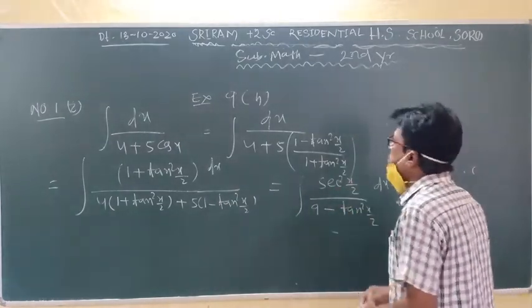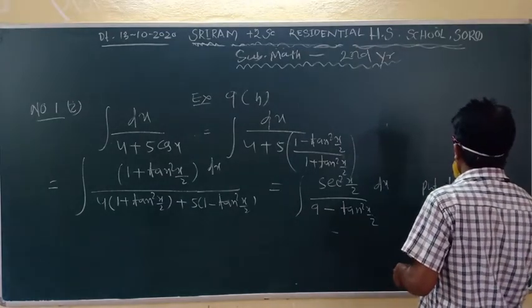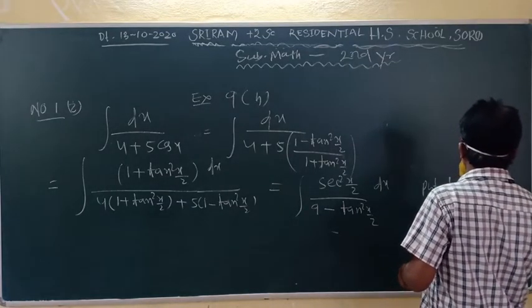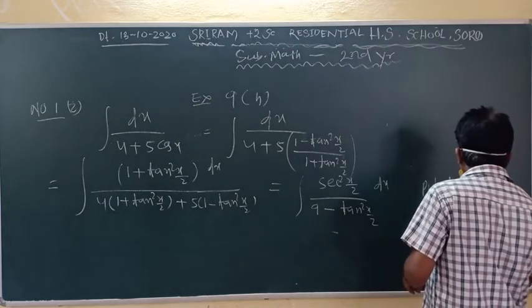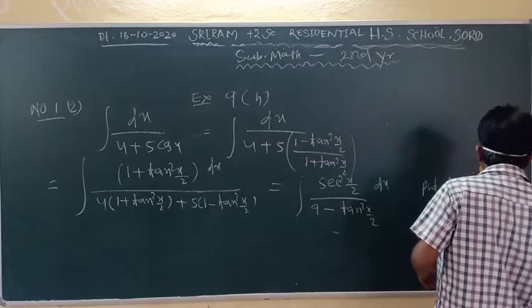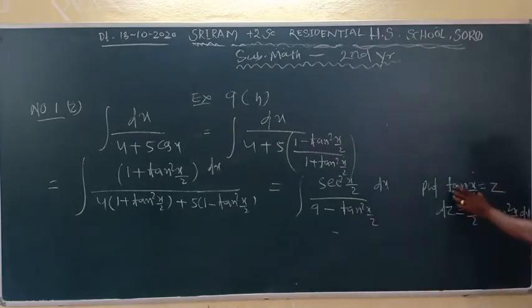Put tan x by 2 is equal to z. So dz is equal to 1 by 2 sec square x by 2 dx. Look, the derivative of tan x by 2 is equal to 1 by 2 sec square x by 2.